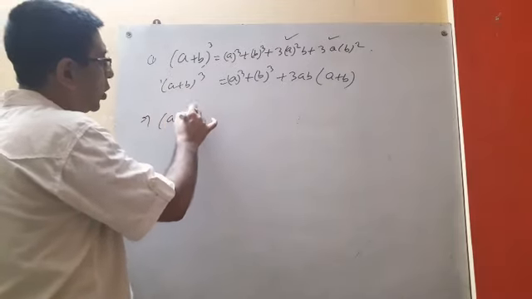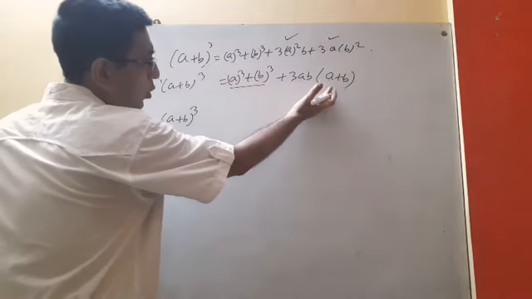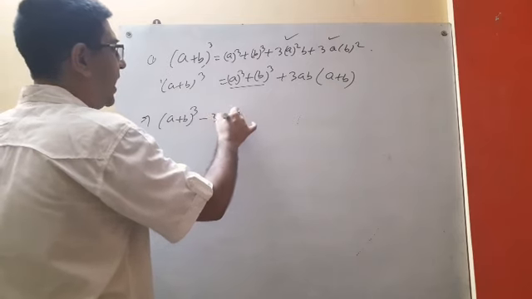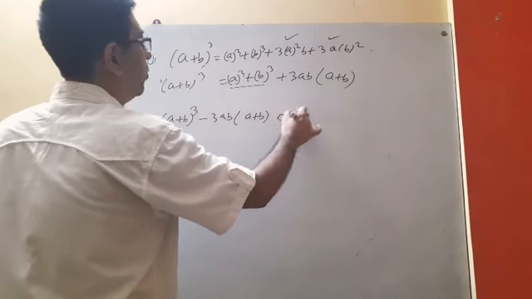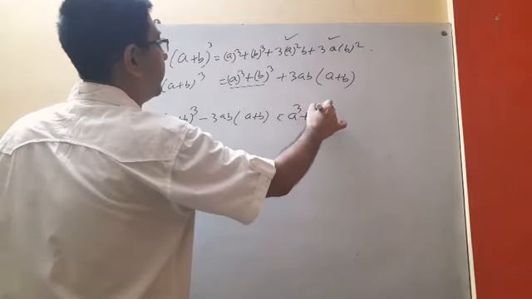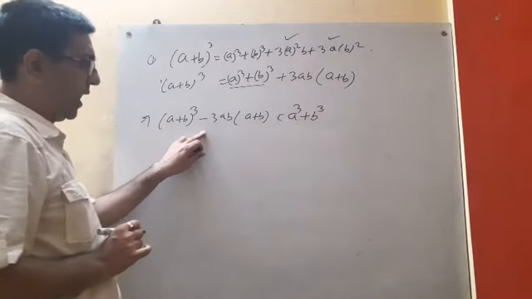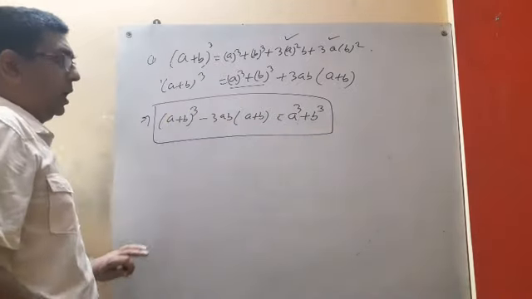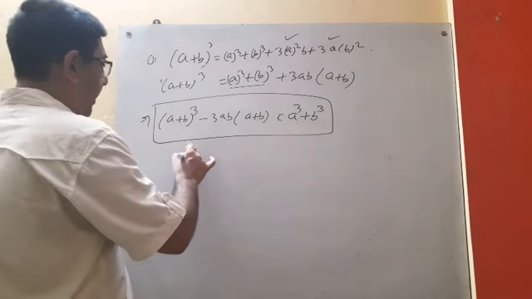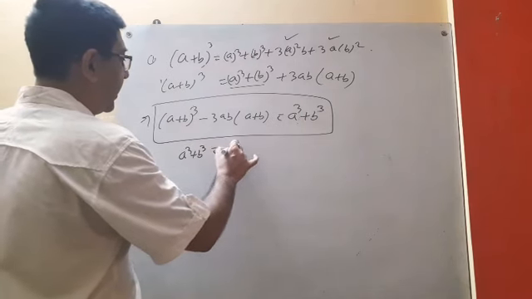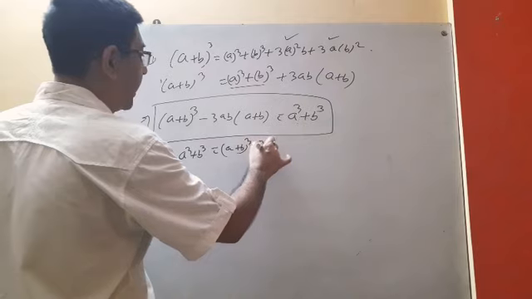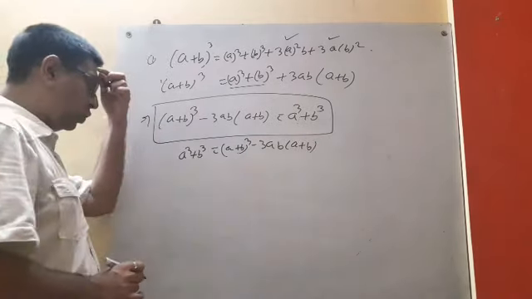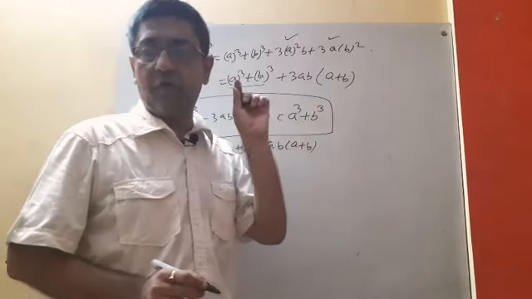A plus b whole cube, you have to find this one. So you shift this portion to this side. It will come 3ab into a plus b equal to a cube plus b cube. So a plus b whole cube minus 3ab into a plus b equal to a cube plus b cube. Now we can get another formula. Look, a cube plus b cube can be written as a plus b whole cube minus 3ab into a plus b. This is also used in evaluation or for finding the value.